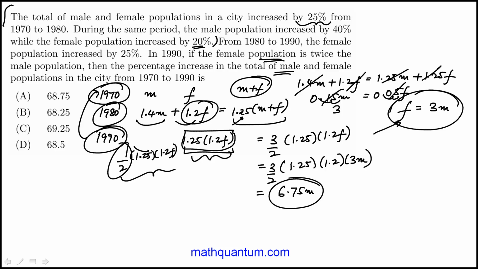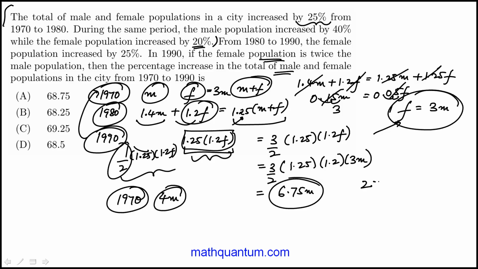Our population in 1970, F was 3M. 3M plus M is 4M. So we're going from 4M to 6.75 M, and the increment is 2.75 divided by 4 times 100. So that, if you compute, turns out to 68.75%.